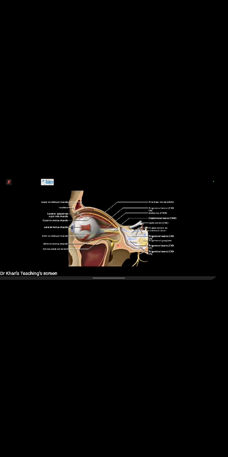Now, it's a very good idea when you learn anatomy to learn it part by part, small part. So here we are just going to concentrate on the foramen which are going into the orbit. So just concentrate on that. Don't concentrate on anything else.